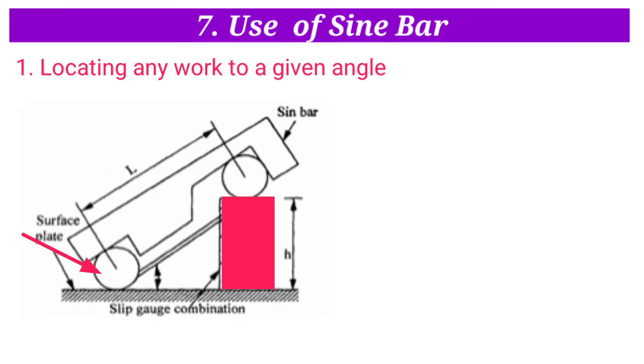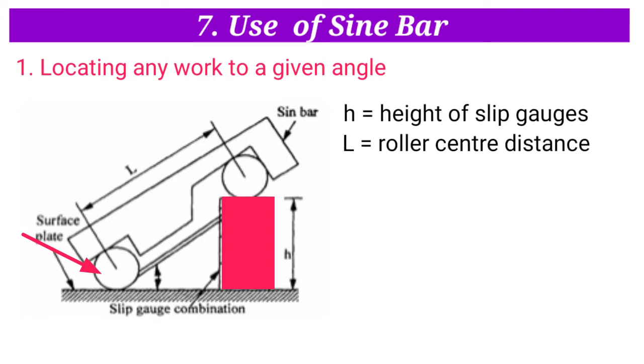Let h be the height of a slip gauge combination and the sine bar is to be set at an angle theta. Then sine theta is equal to h by L, where L is the distance between the centers of the rollers. Thus, knowing theta, h can be found out and any work could be set at this angle, as the top face of the sine bar is inclined at an angle theta to the surface plate.